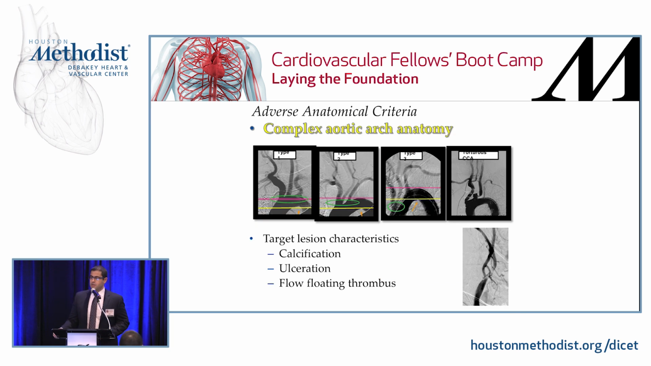One of the adverse anatomical criteria is the type of aortic arch you have if you are going transfemoral access. If you can imagine the type 3, which is the picture on the right, it's very difficult to go up, down, and again up to treat the right carotid. It would be very challenging, and most people will not do a carotid intervention with an endovascular technique for this challenging aortic arch anatomy.